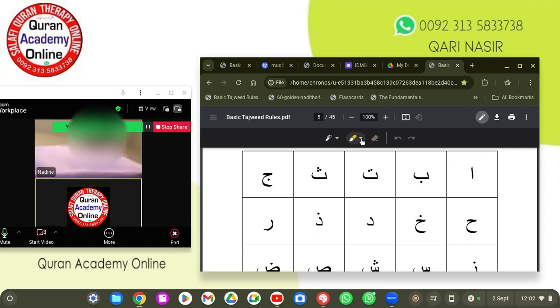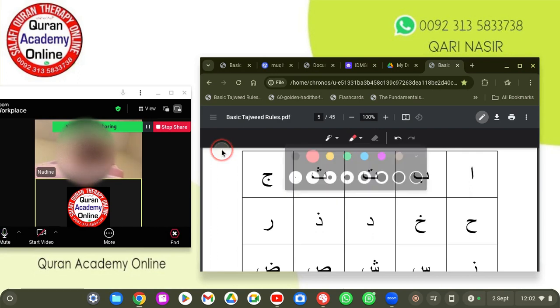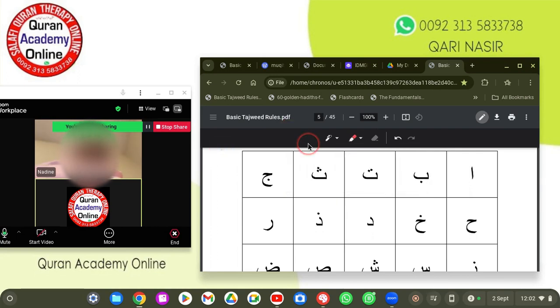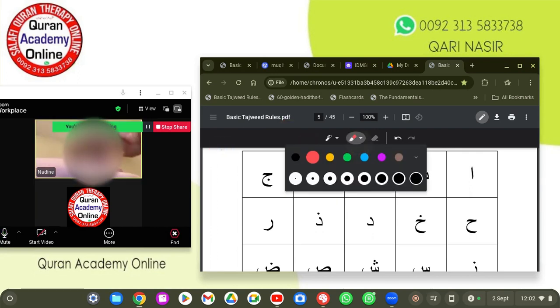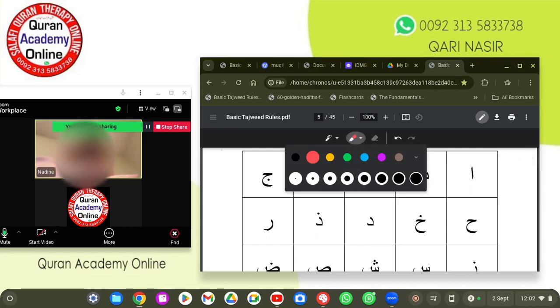What dua for stairs? Up is alhamdulillah and down is subhanallah. Nice. Okay.